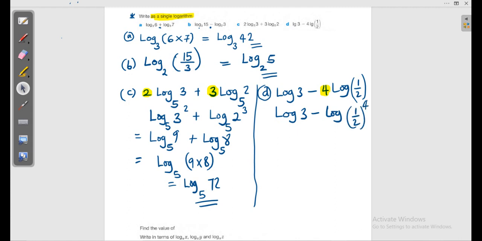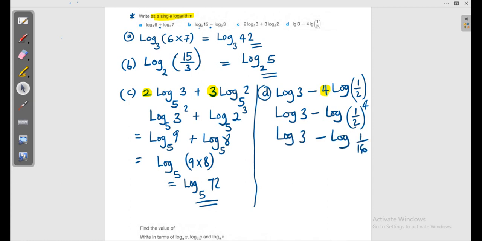Now you will observe something, that this log does not have a base. So when the log does not have a base, what base is that going to be? That's going to be base 10, which is known as the natural base, or log base 10, definitely. So that gives you what? Log 3 minus log 1 over 16.